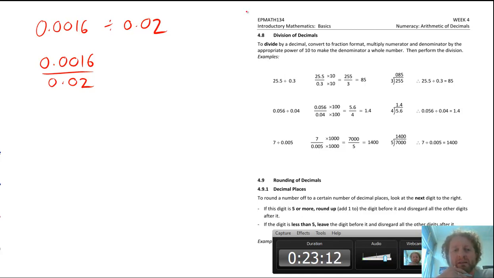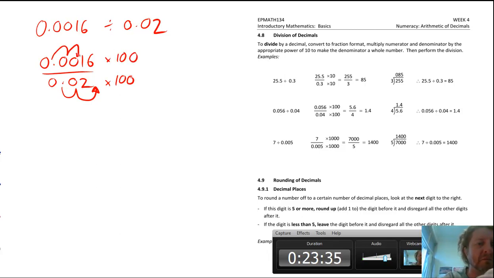Equal treatment. And what I want here is the bottom number to be a whole number. I don't care about the top, we'll see why in a sec, but I do want this 0.02 to become a whole number. And the quickest way to do that would be, can I shift that decimal place twice to the right? And that's achieved by timesing by 100, which is all acceptable if I do it to the top as well. So what do I get after doing that? The bottom has become the number 2 and the top has become 0.16.